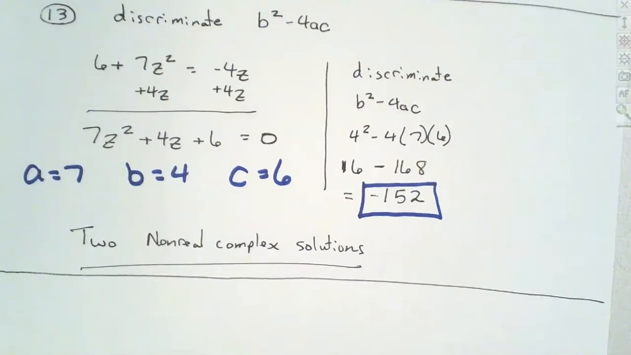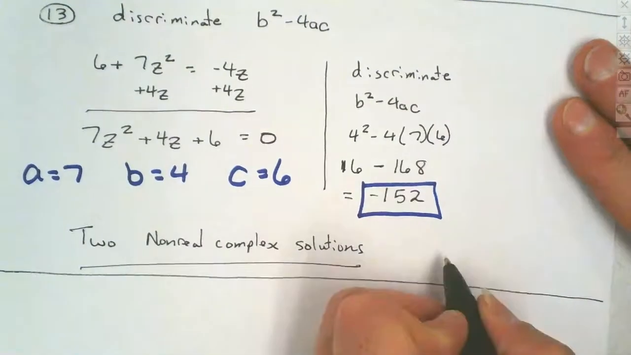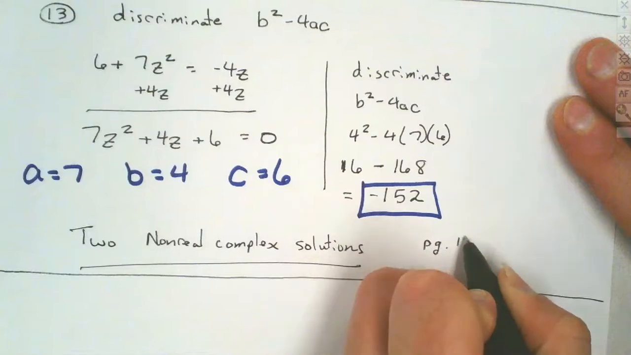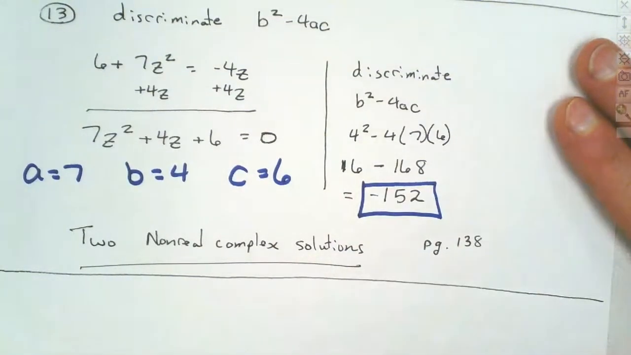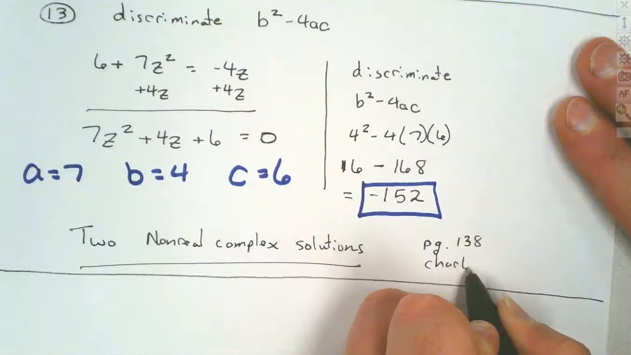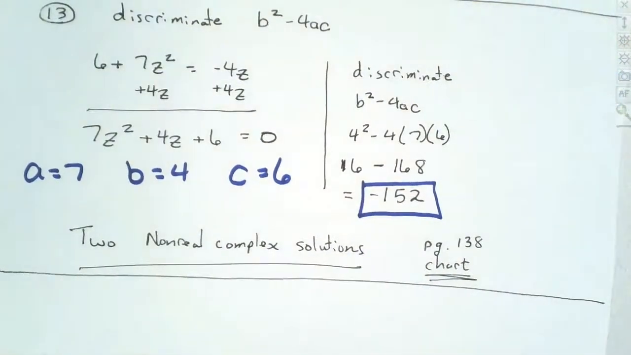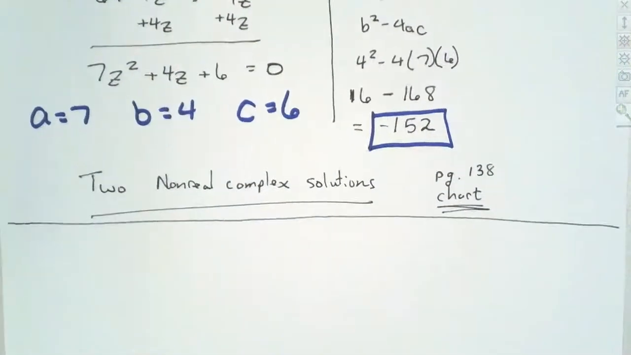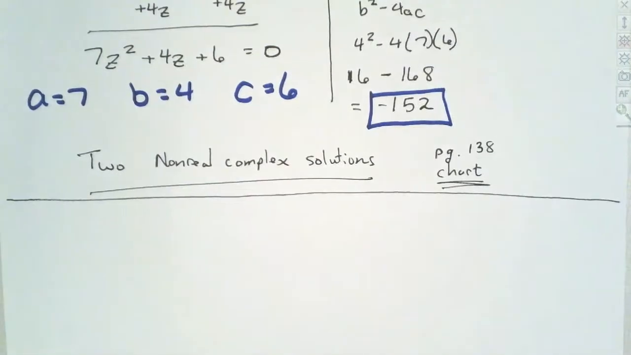That's all you want. Yep, and that's all I want. Yep, we don't have to actually solve this one out. So for 13 through 16, you do not completely solve them. All you have to do is set them to 0. Make sure they're in the right order. Work with your discriminant. Use the chart on page 138. I'll write that down here. Page 138 has the chart. So use that chart on page 138. If you look at it, it's negative. So you have 2, and they are non-real complex solutions.